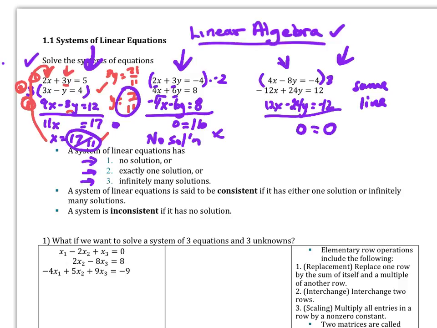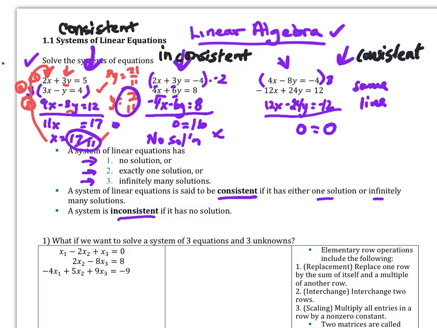And so now here's some wording that we deal with. Maybe you had this in Algebra 1, maybe not. But if they have a solution, then we're going to say that the system is consistent. And that could be either one solution or infinitely many solutions. And then it's going to be inconsistent if it has no solutions. So then what we have above there is consistent for the first one, inconsistent for the second one, and consistent for the third one. So that's some language we need to develop.